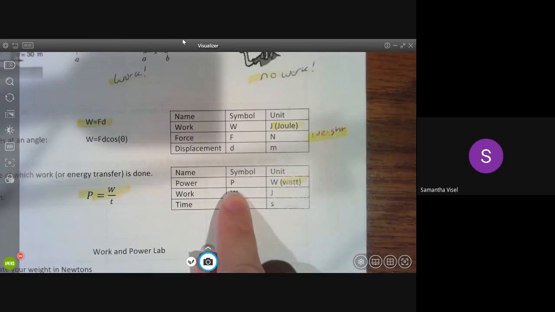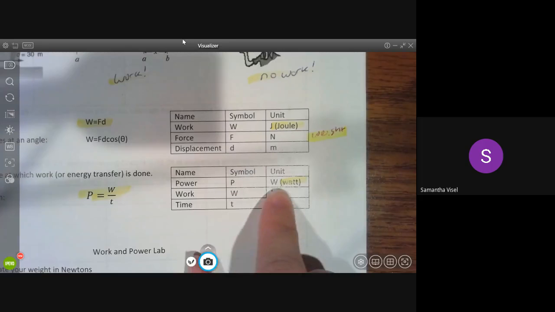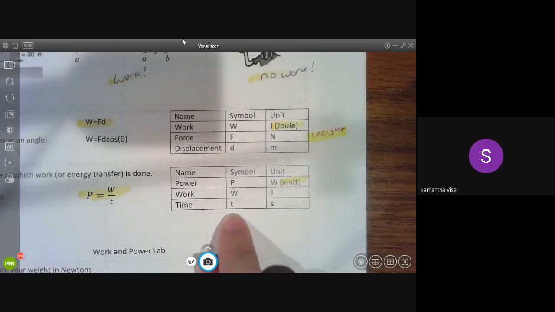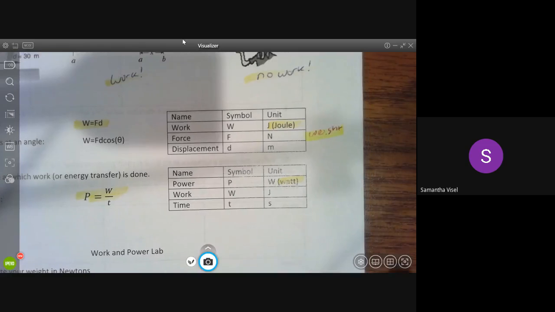Symbol for power is a P. Unit for power is a W, a watt. And how I like to remember that, electrical power is also measured in watts, and wattages, that's how you get the power value for your light bulbs. That's where you would see power in our everyday world. Your 60-watt light bulbs, for example, or 100-watt light bulbs. And then work, W, unit J, and then time, T, unit seconds.